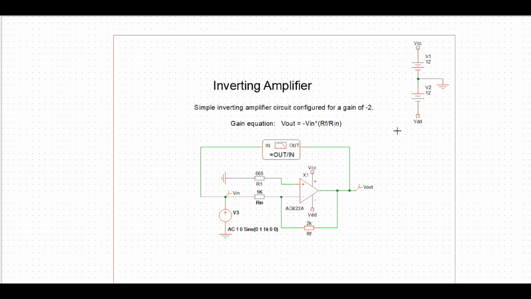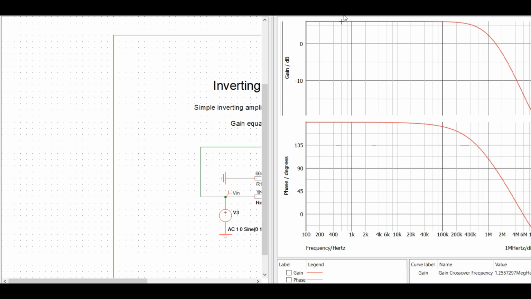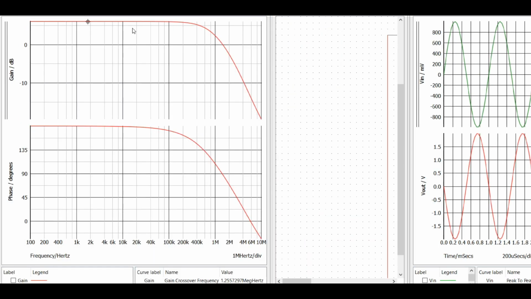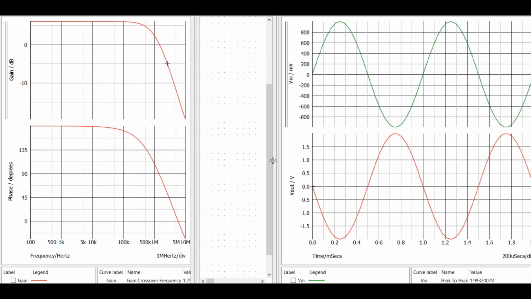Basic configuration. Input configuration: the input is applied to the inverting terminal of the op-amp. Feedback configuration: negative feedback is employed, where the output is fed back to the inverting input. Gain: the gain of the inverting amplifier is determined by the ratio of the feedback resistor, RF, to the input resistor, R. The formula for gain, AV, is given by negative RF by R, where AV equals -RF/R.